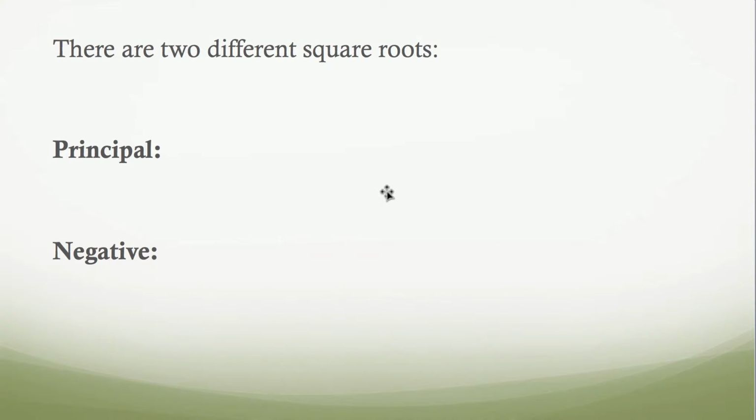There are two different types of square roots. We have the principal square root and we have the negative square root. The principal square root is the positive square root. So if I had the square root of 121, I know that's equal to positive 11. We then have the negative square root, and notice how the negative is outside of the radical. A negative square root would be something like the negative square root of 25, and that equals a negative 5.